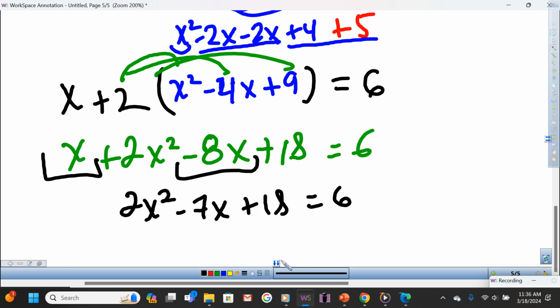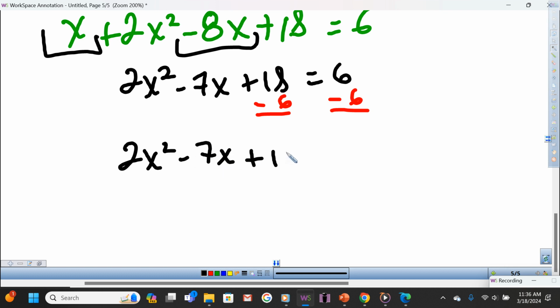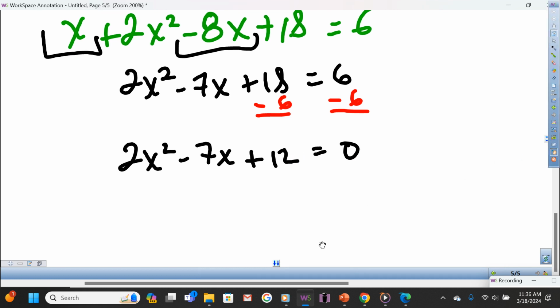Whew. Man. What do we do next, Selena? Need to minus 6. That is correct. Minus 6, minus 6. So we end up with 2x squared minus 7x plus 12 equals 0. Woo-wee. This is a long one.